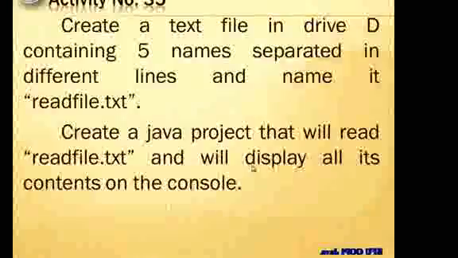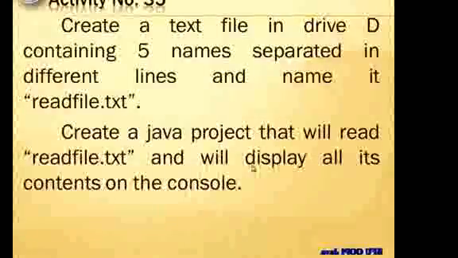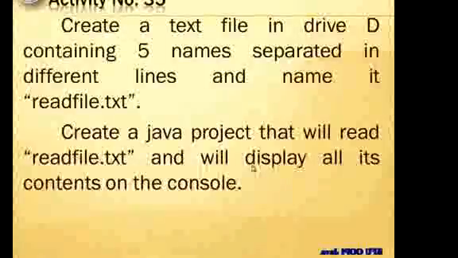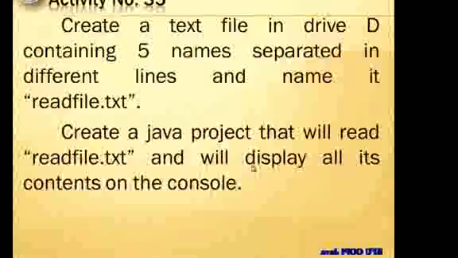Now let's start at once with an activity, now numbered 35. We will create a text file first in Drive D. I hope you have Drive D. It contains 5 names separated in different lines, and we're going to name it readfile.txt. Then we're going to create a Java project that will read this file and display all its contents on the console.